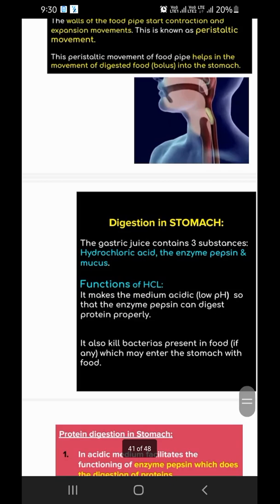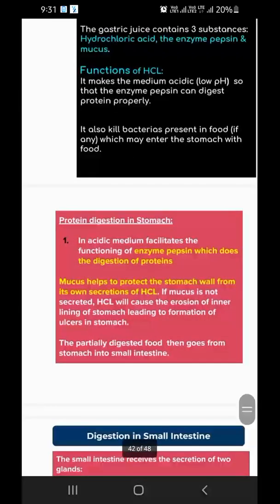Digestion in stomach. The gastric juices contain 3 substances: hydrochloric acid, HCl, the enzyme pepsin, and mucus. HCl makes the medium acidic, so that enzyme pepsin can digest properly. HCl also helps in the activation of enzyme pepsin. It also kills bacteria present in the food. Then protein digestion in the stomach. In acidic medium, enzyme pepsin is activated, and it helps in the digestion of proteins. Mucus helps to protect the stomach wall from its own secretion of HCl.